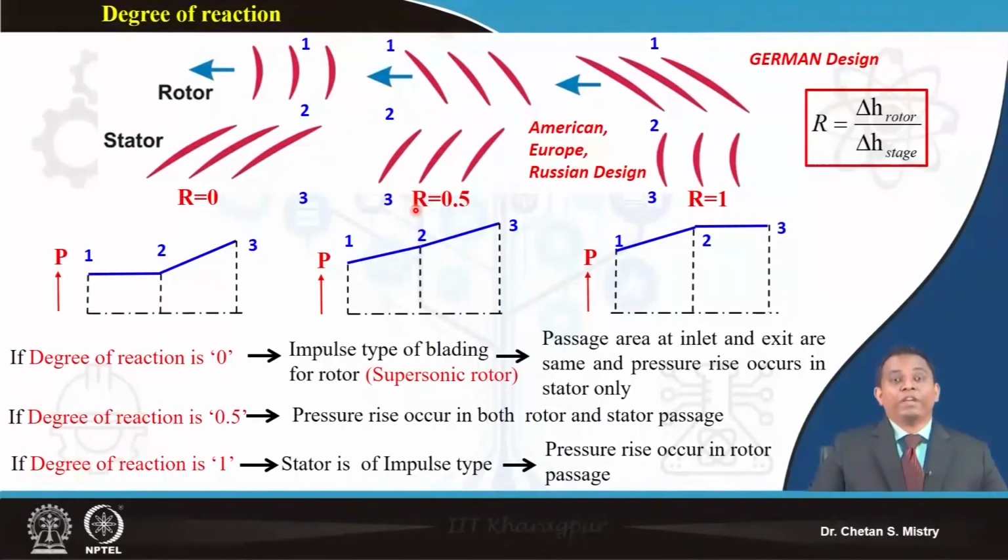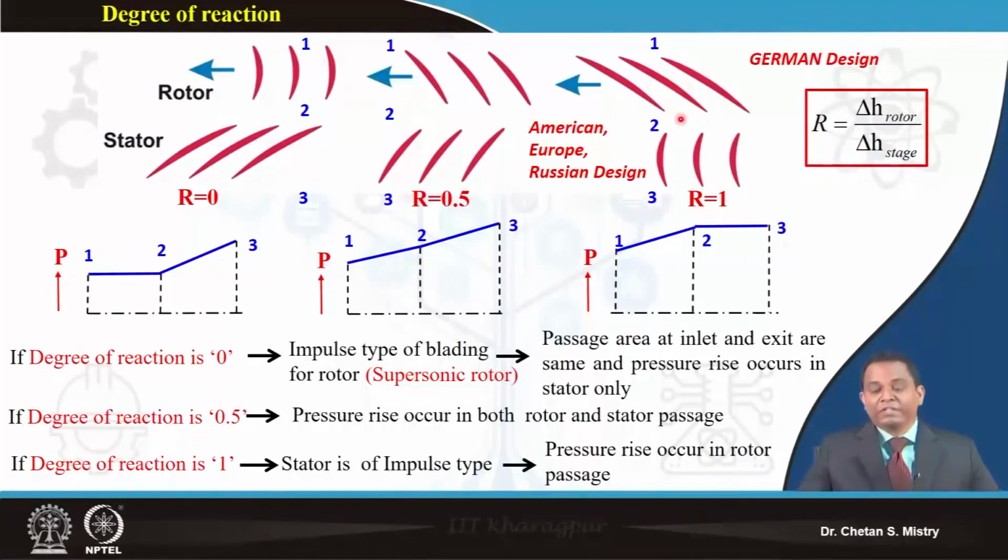Let me tell you, when we started discussing the degree of reaction, at that time I told you the degree of reaction is a parameter which is changing from my hub to tip. So you can say near the hub you will be having some degree of reaction, at midsection you will be having some degree of reaction, at shroud you will be having a different degree of reaction. So this is giving us the passage shape that is changing between rotor blades and between my stator blades.